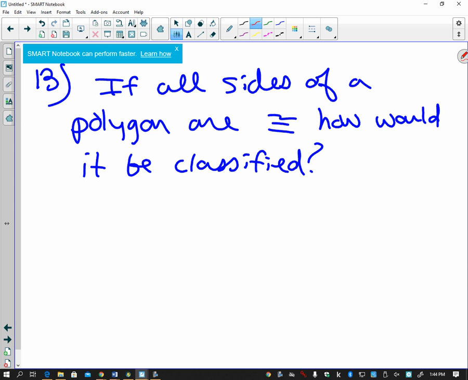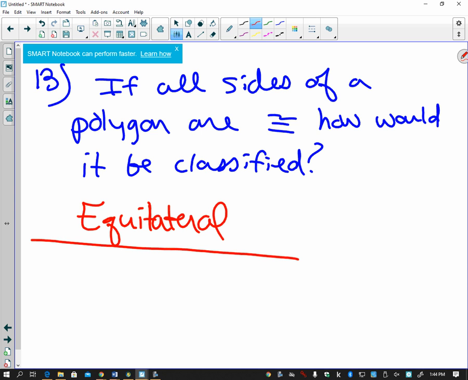How do I classify a polygon when all the sides of that polygon are congruent? Equilateral. Equilateral is correct, okay? But for the sake of argument, let's say that the question was all the angles are congruent. Equiangular, okay?